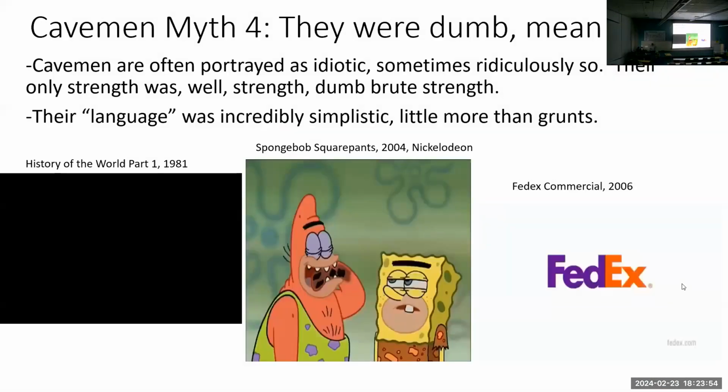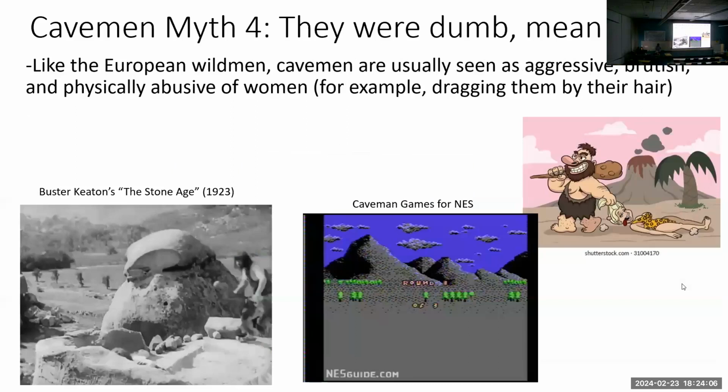Yeah, so we get the caveman being dumb, and you can see that one, they did make them look different from a human, so I think they were trying to make them look like a cousin or something. But you also got them coexisting with dinosaurs. Like the European wildmen, cavemen are usually seen as aggressive, brutish, and also this is a common theme, physically abusive with women. For example, you've probably seen this common picture or idea of cavemen dragging women by their hair.